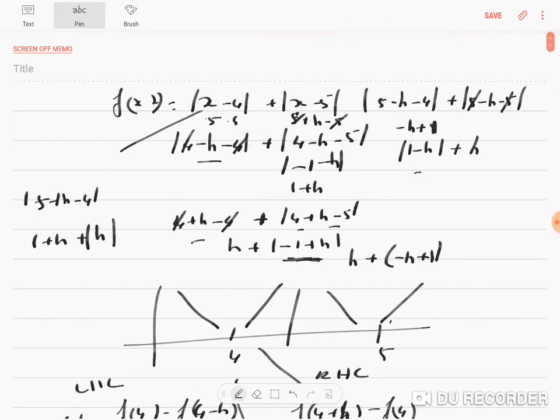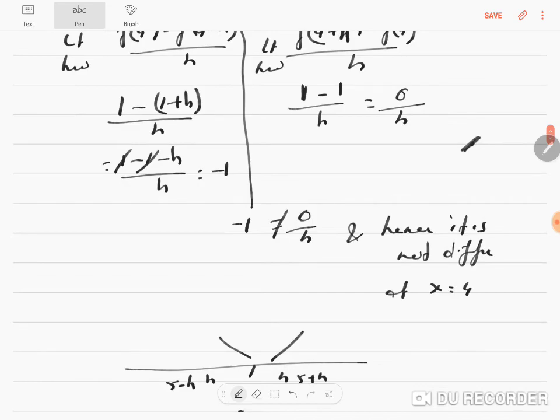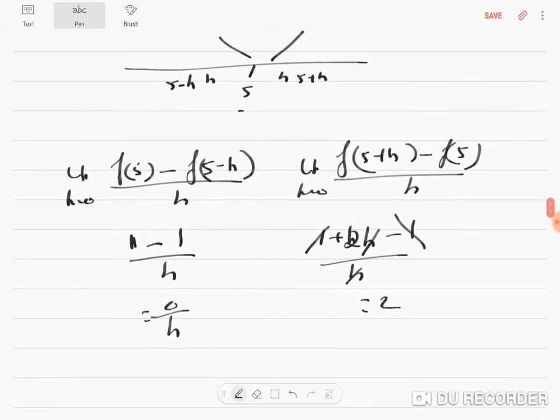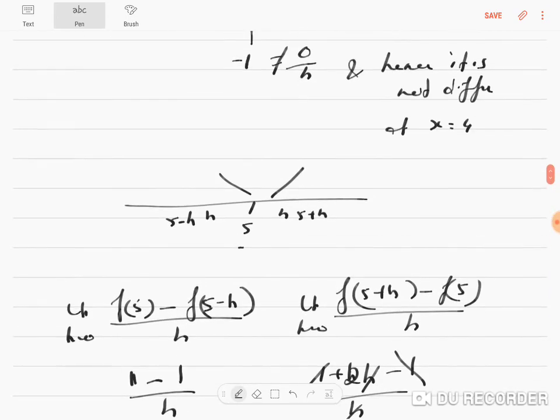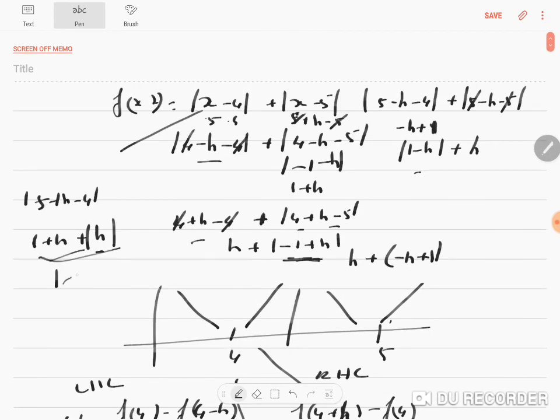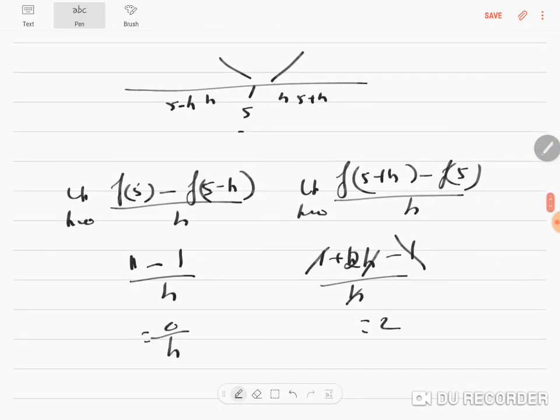Here I am writing mod h as h, so h and h get cancelled, I am writing it as 1 plus 2h. I'm not writing it as minus 1, I'm taking it as 1 plus 2h only. 1 plus 2h minus 1, so 1 and 1 get cancelled, and you get the right hand limit to be 2.